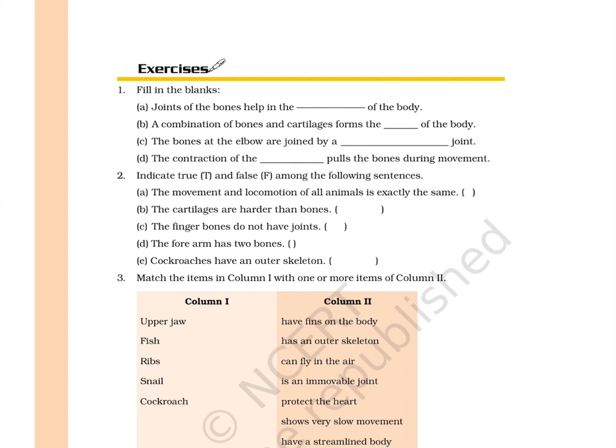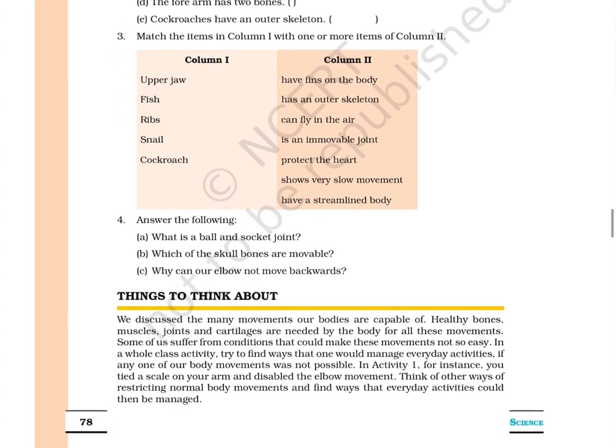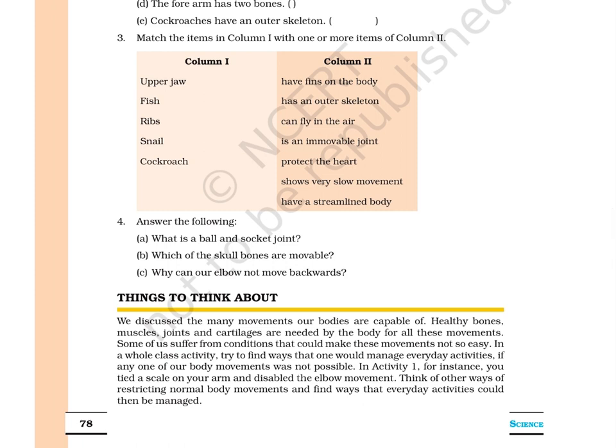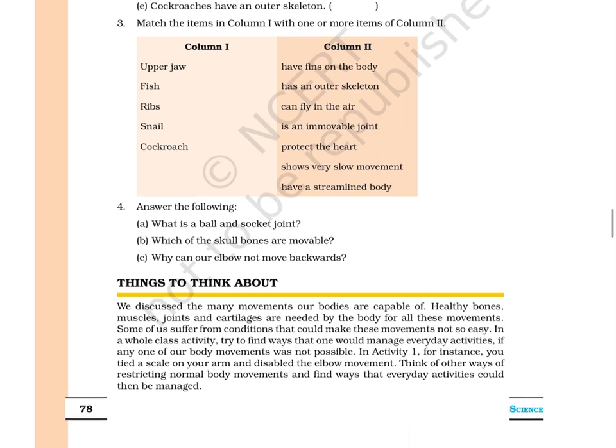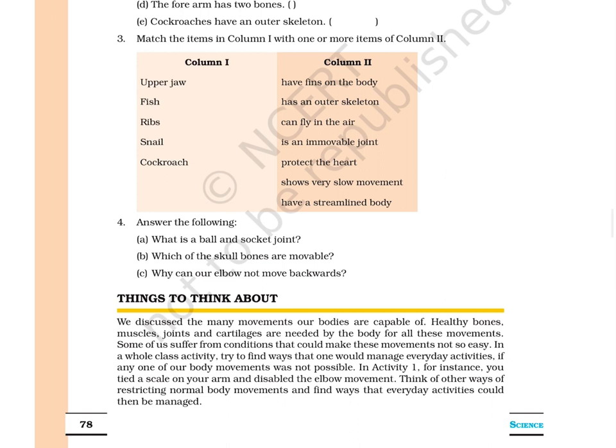3. Match the items in column 1 with one or more items of column 2. Items in column 1 are upper jaw, fish, ribs, snail, cockroach. And items in column 2 are have fins on the body, has an outer skeleton, can fly in the air, is an immovable joint, protect the heart, shows very slow movement, have a streamlined body.